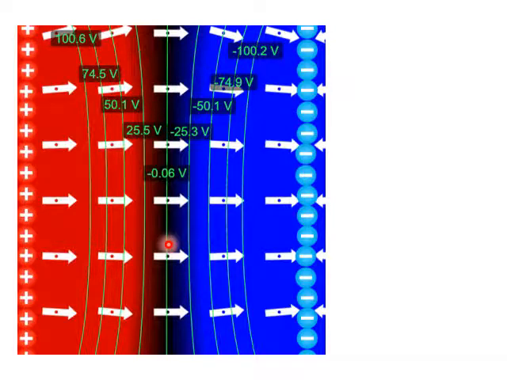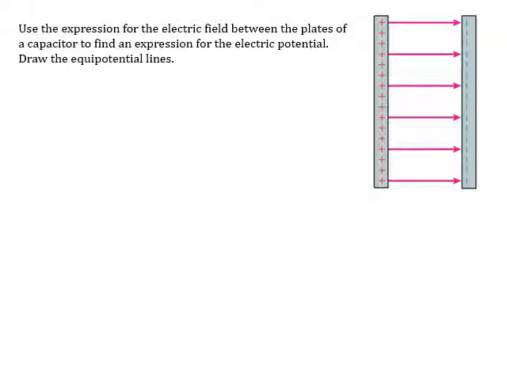Straight down the middle is 0. To the left of that is our positive potentials. To the right of that is our negative potentials. In the middle, they're pretty much straight up and down. Towards the top, they're starting to curve. That's because my capacitor here is not perfect. It's just a simulation. You see that they're pretty much evenly spaced in distance, and that's because our electric field is constant. Let's get started now finding the expression for the electric potential between the plates of the capacitor.